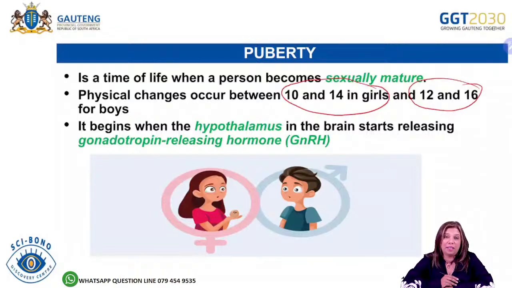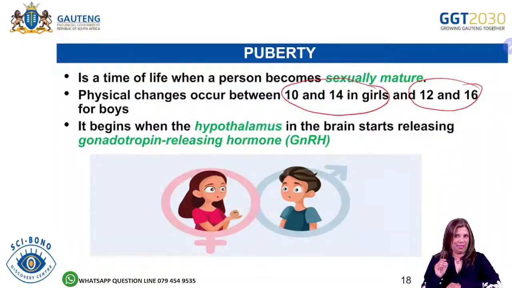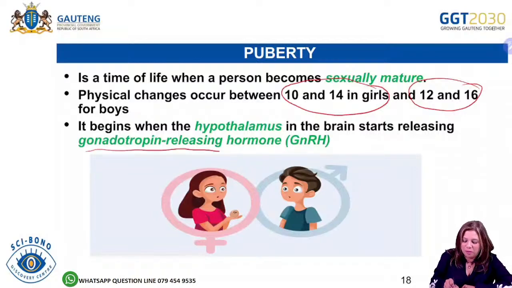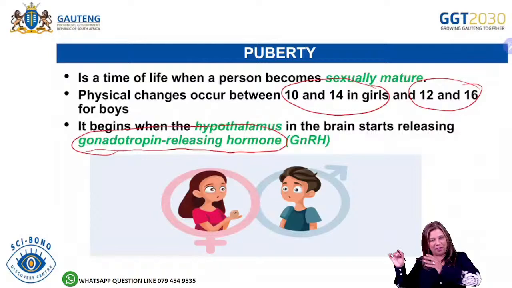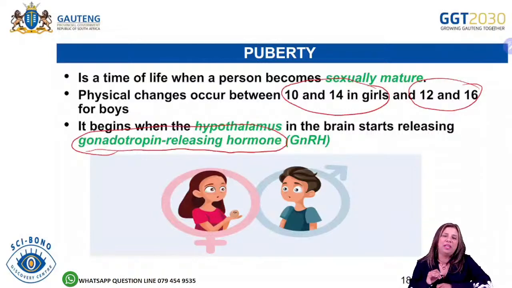This whole process of puberty starts when the hypothalamus in the brain starts releasing gonadotrophin releasing hormone. And don't stress, you don't need to know the name of this hormone, but obviously you need to know what sets everything into motion. So we are going to refer to it as GnRH, okay? When the hypothalamus releases this GnRH, the whole process of puberty starts.